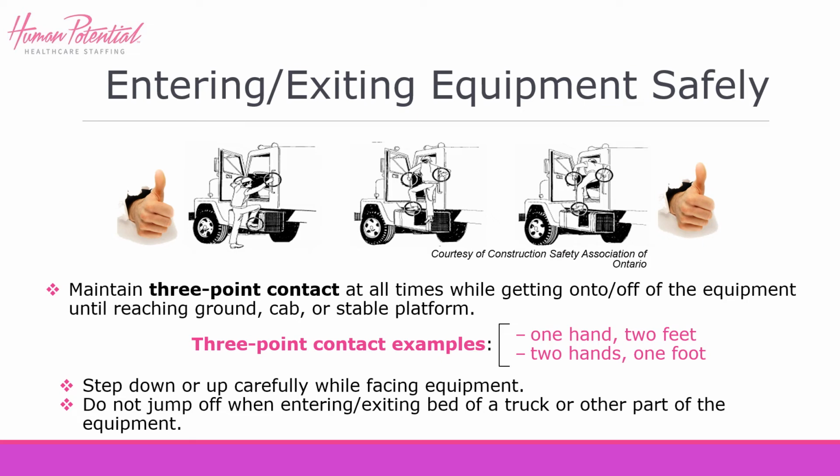The pictures you see here are excellent examples of how to use 3 points of contact when entering or exiting a truck or large piece of equipment, or when climbing up or down a ladder. Do you see the man pictured here in the illustration using 1 hand and 2 feet, or using 2 hands and 1 foot? This is the correct way to enter equipment. Also, never jump off or out of the bed of a truck or any other part of the equipment. Instead, step down carefully when facing the equipment.